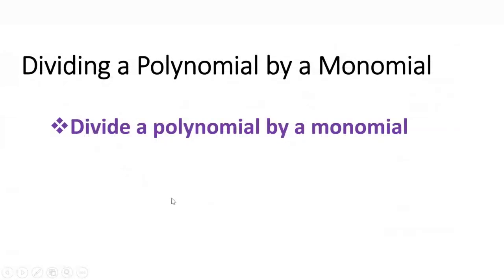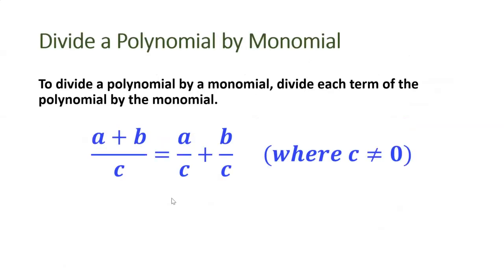In this lecture, we will go over dividing a polynomial by a monomial. To divide a polynomial by a monomial, divide each term of the polynomial by the monomial. (a + b) over c equals a over c plus b over c. So depending on how many terms you have in your numerator, you will distribute your denominator that many times.